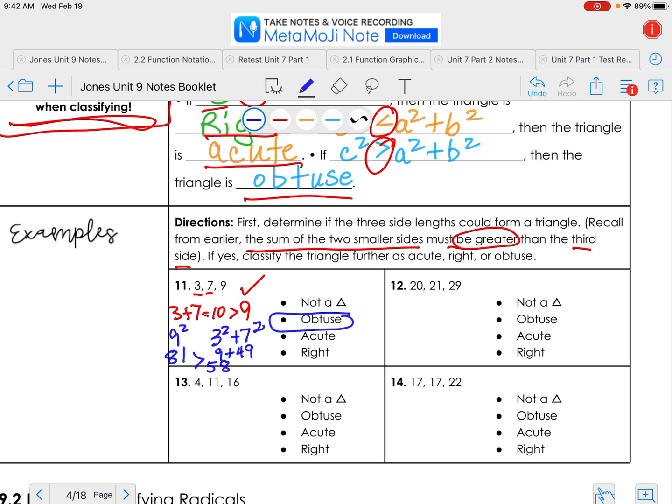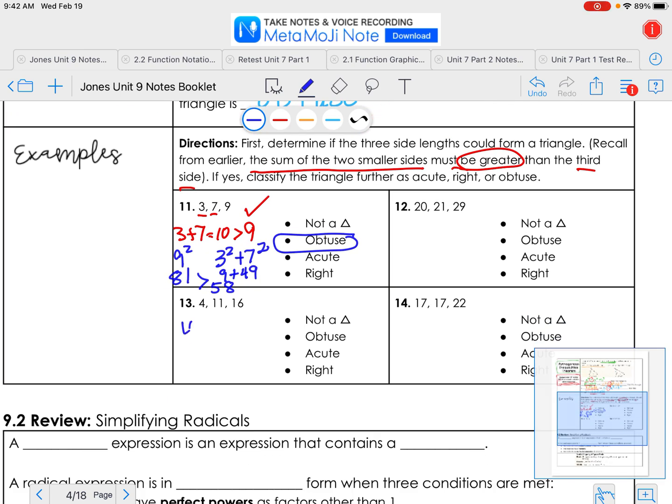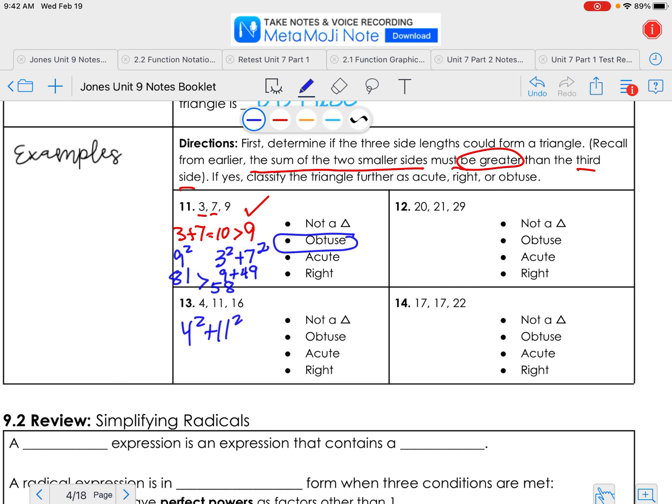Then we check this one. We're going to check one more here. 4 squared plus 11 squared, 16 squared. 16 squared is, I think it's 256, if I remember right. This is 16 plus 121, which is 137. Greater, it's obtuse again.